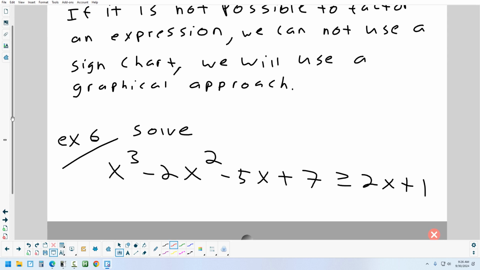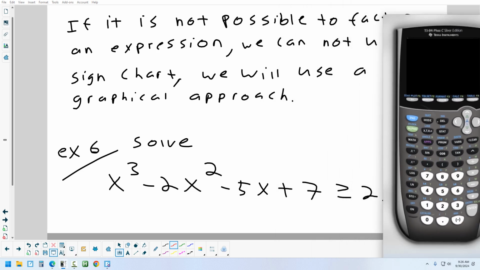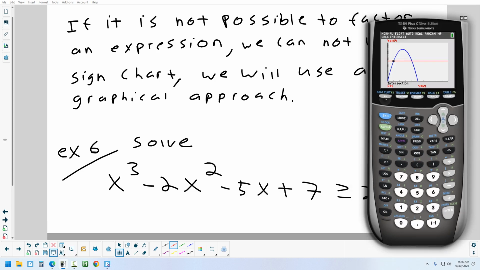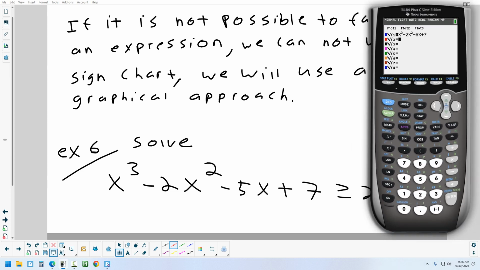All right, so last one we'll look at in this section is another one on the calculator. So if it's not possible to factor it, you're not using the sign chart method. It's not going to work. So what we'll do is, let's do this one on the calculator. There's a couple ways we can do it. Let's just put everything on the left in y1, and then we'll put what's on the right in y2. All right, so let's do x cubed minus 2x squared minus 5x plus 7. And on the right, I'm going to do 2x plus 1. I'll put that in y2.